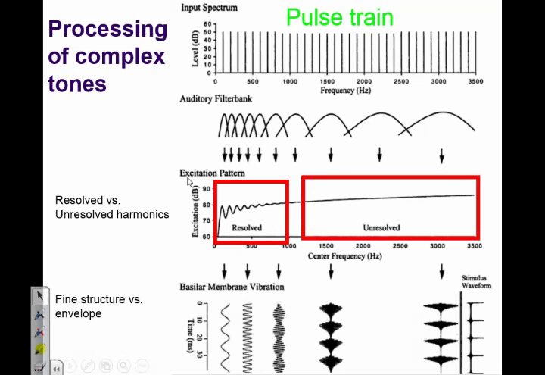We get an excitation pattern as a function of frequency, and because we've got very narrow filters here, there's only one or few components of the pulse train in there, so we get something which is called resolved harmonics. Whereas in the high frequency, the other extreme, this filter sees all of the frequencies, and they all overlap, and so the excitation in that filter is just flat. Yeah, does that make sense?